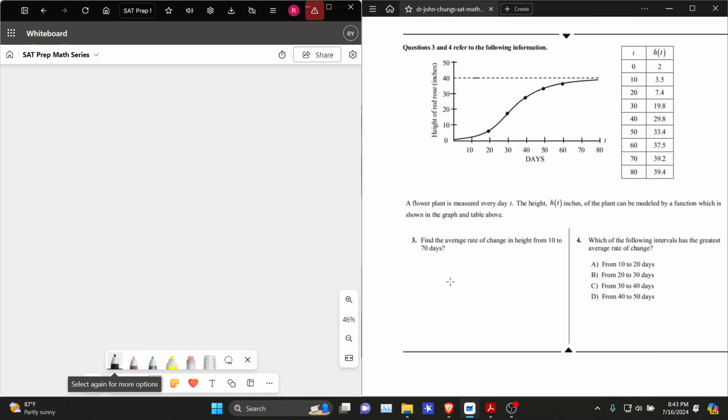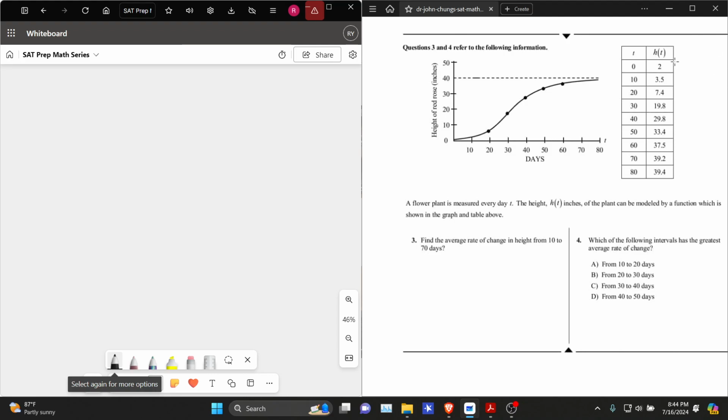A flower plant is measured every day t. The height h(t) in inches of the plant can be modeled by the function which is shown in the graph and table above. Find the average rate of change in height from 10 to 70 days. Right now we're given a table and we're also given the graph. These two things both give us coordinates. Question 3 wants us to find the average rate of change from 10 to 70 days.